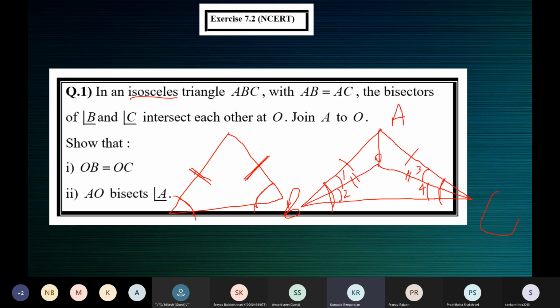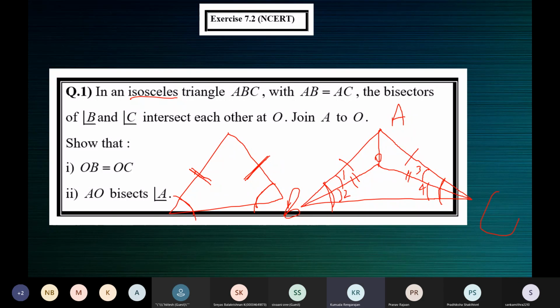Angle 1 and angle 2 are the two halves of angle B. Angle 3 and angle 4 are the two halves of angle C. Angle B is equal to angle C. Then half of angle B will be equal to half of angle C. So half angle B is angle 2, half angle C is angle 4. Angle 2 is equal to angle 4. A new result. Angle 2 is equal to angle 4.